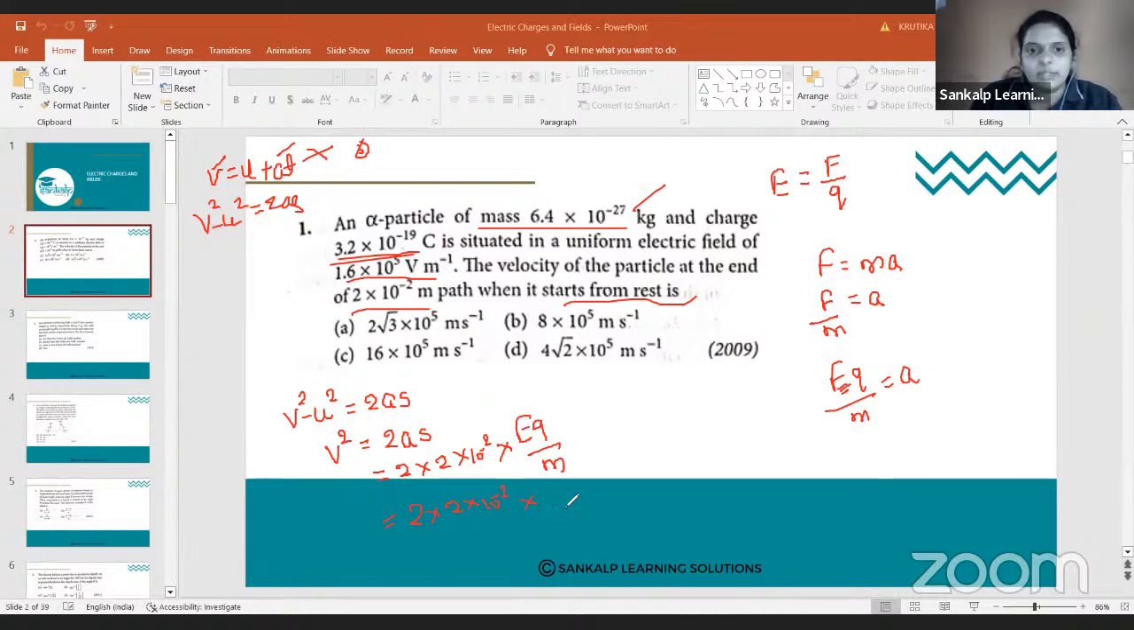So what is the electric field value? It is 1.6 into 10 raised to 5. Yes. So electric field value is 1.6 into 10 raised to 5. Then what is the charge? 3.2 into 10 raised to minus 19. Then the whole divided by mass, since everything is in multiplication we can divide everything by mass. It is 6.4 into 10 to the power of minus 27.